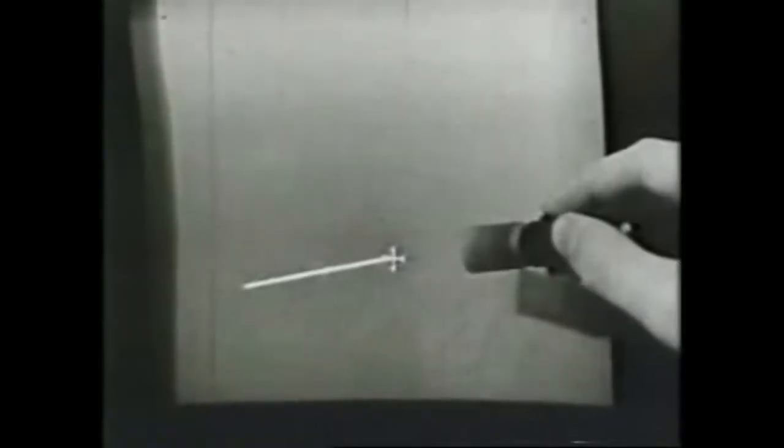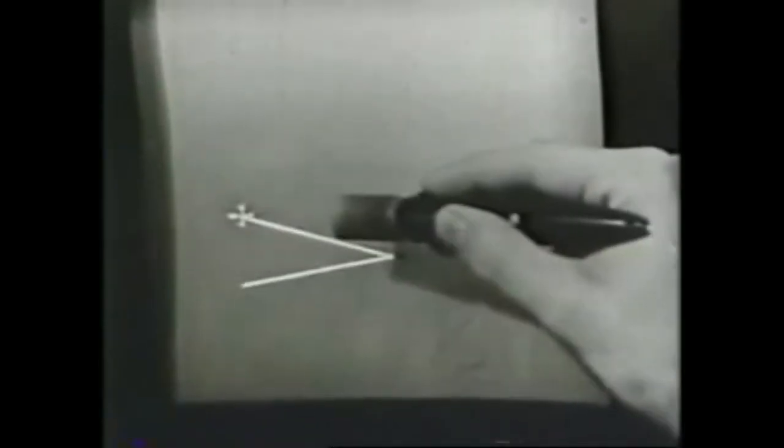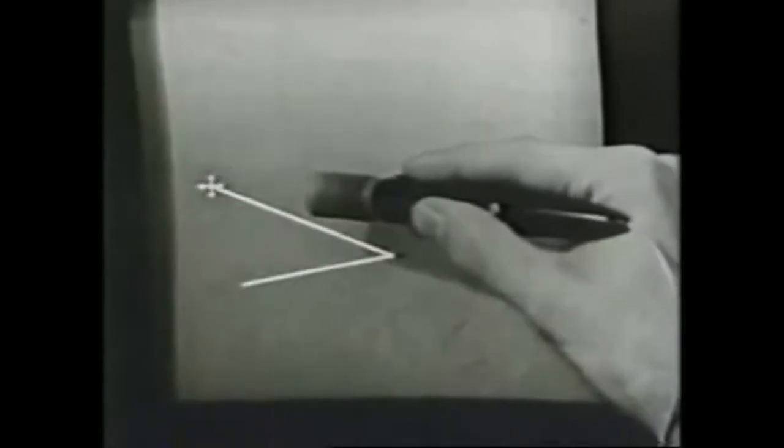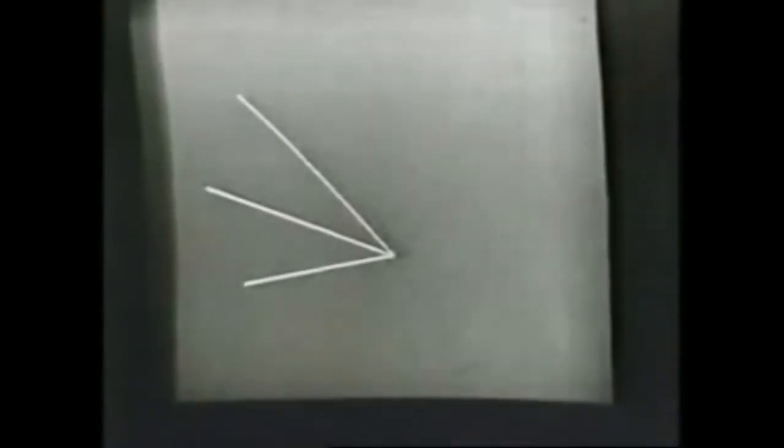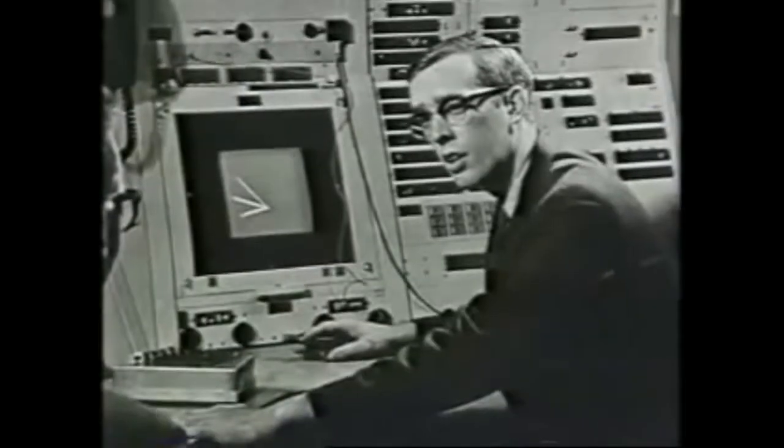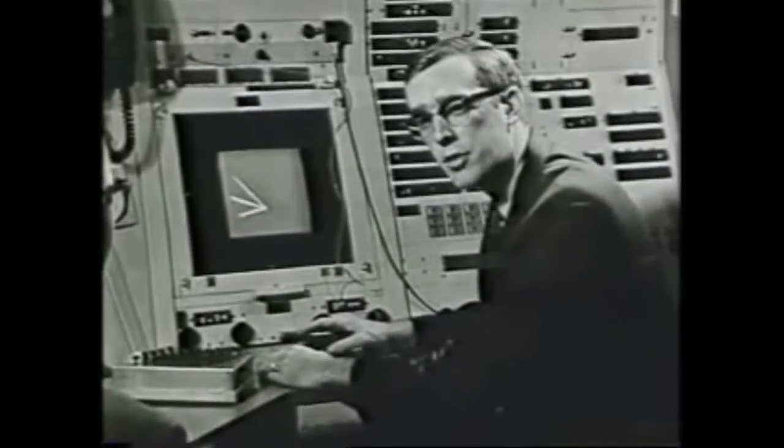So now I'm going to draw a second line. And even a third one. Now, in an ordinary pencil and paper drawing, all we have is this particular picture. But the computer understands the geometry of the drawing here.